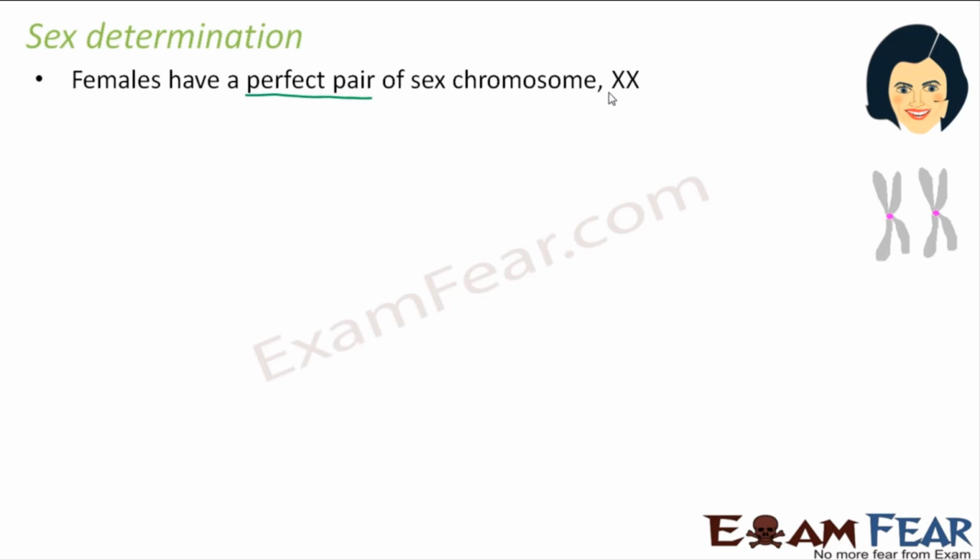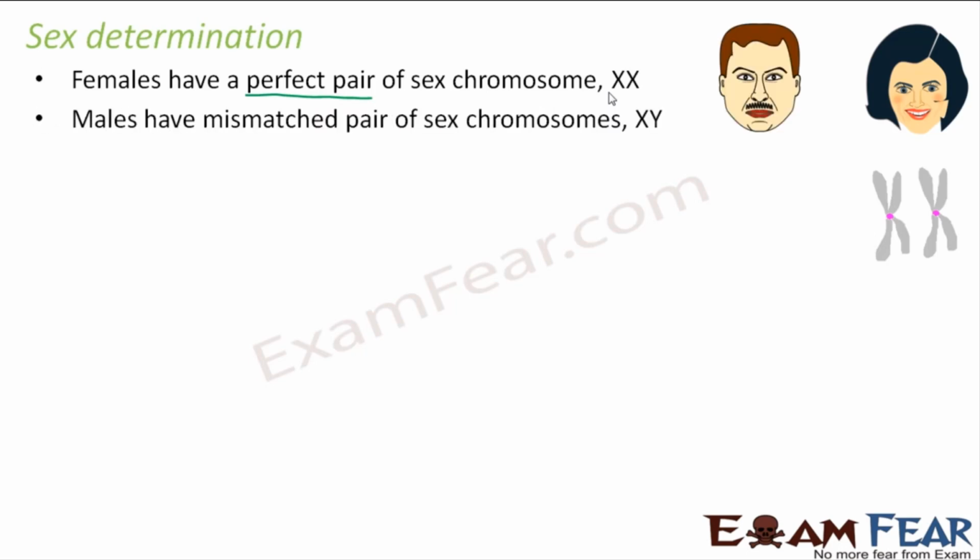On the other hand, when I talk of males, they have a mismatched pair of chromosomes. That is the Y, that is why they are denoted by XY. The Y chromosome is slightly shorter than the X chromosome. So this is how it looks in the case of a male, right?